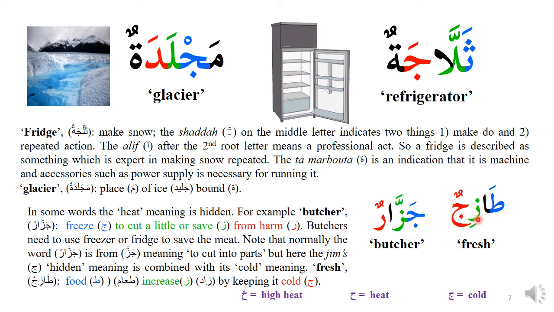And za here also means zada, which means to increase. Zada, zada, you can see zada. So see how it does increase. So ra means go somewhere, right, and za means go over and beyond. Jawaza means to go more than is necessary, and dal means at the end. So you go more than the end, which is what increase is, by keeping it cold. So the jim is hidden also here, the meaning of low temperature associated with jim. So in many words like this, it will be hidden.